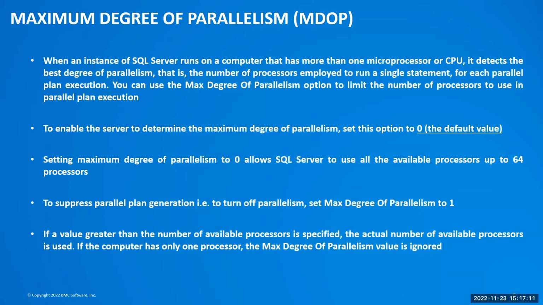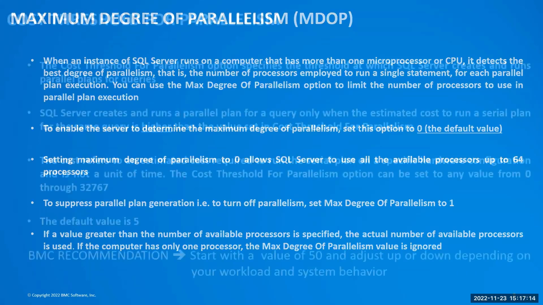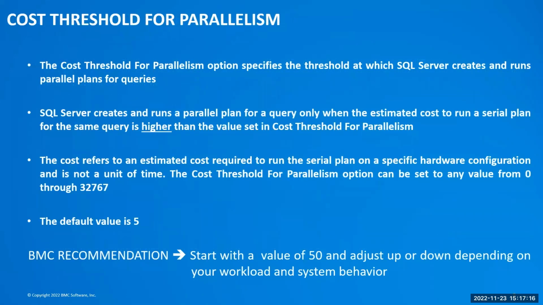The other parameter that influences parallelism in SQL Server is called cost threshold for parallelism. This is a number, and the default value is 5. So Microsoft still uses 5 out of the box. BMC over the years has come up with a recommendation. Again, this is a recommendation: it's 50. You can experiment with that as a start and then go up and down depending on how the system is behaving, CPU usage, et cetera.